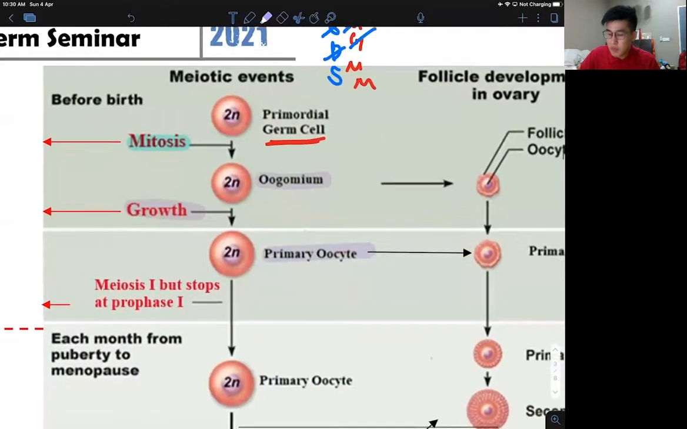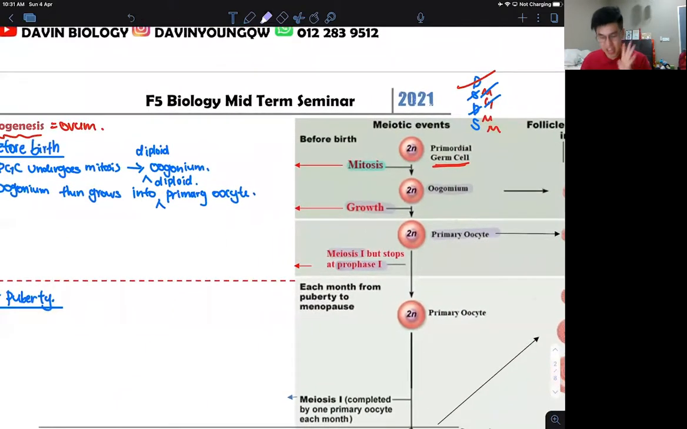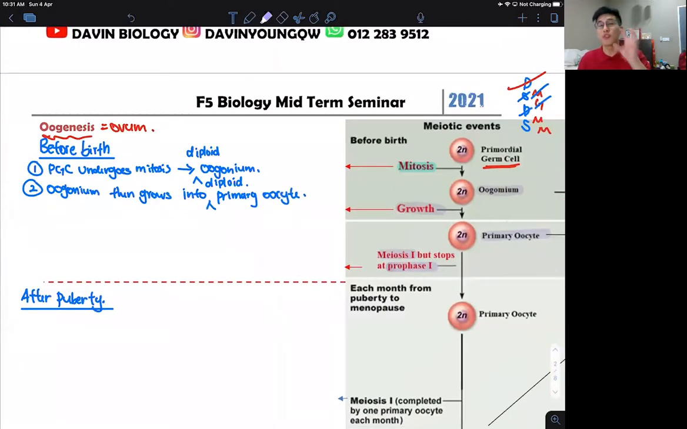So I undergo meiosis 1. Okay, not the primary oocyte undergo meiosis 1, but it was stopped at prophase 1. So remember the cell division stages: prophase, metaphase, anaphase, telophase. So prophase is the first phase. So basically, when meiosis 1 starts, it undergoes a bit, then it will stop. Okay, and that's basically what all you girls have when you are born, because before birth, the process will stop here.